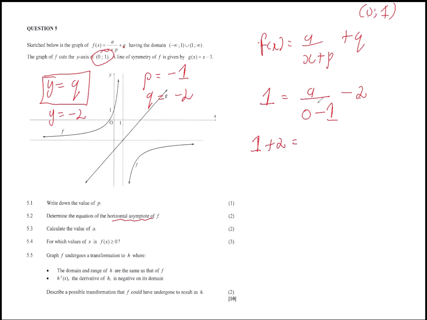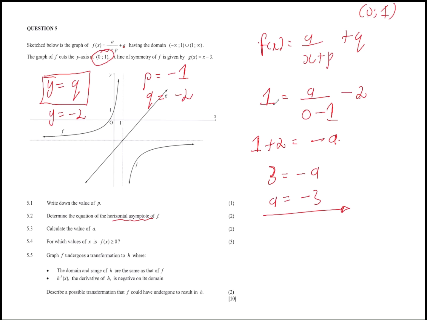Now, A divided by 0 minus 1. 0 minus 1 is -1, so this will give me -A. So 1 plus 2, that's 3, and then -A. If I swap this once, my A will be equal to -3. Okay, so there we go.